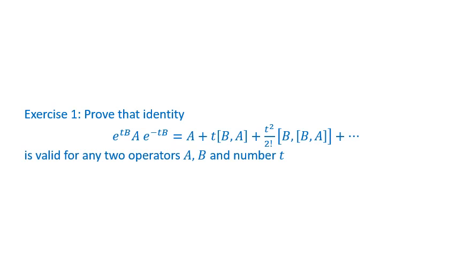Then the exponent of tB is a unitary operator and the exponent of minus tB is the inverse unitary operator. Then the left-hand side is how observable A changes with respect to inertial transformation represented in the Hilbert space by unitary operators.